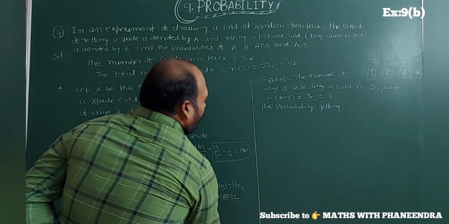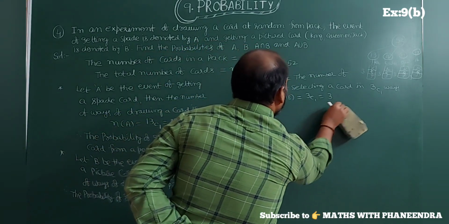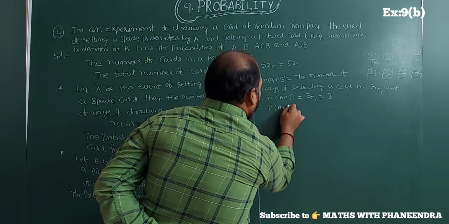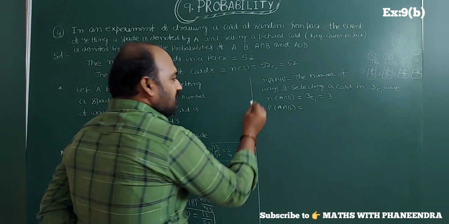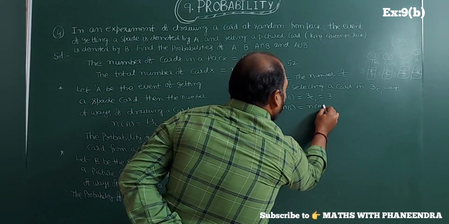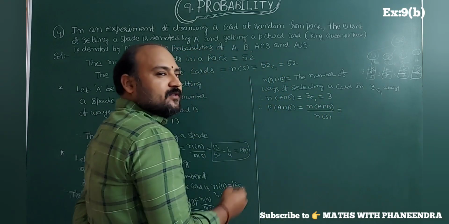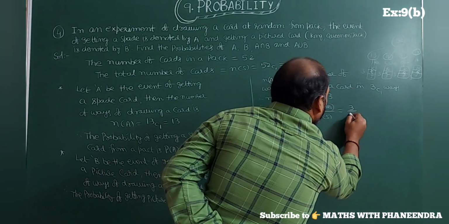Otherwise, directly you can write, no need to write the probability of getting. So P of A intersection B is equal to n of A intersection B divided by n of S. N of A intersection B is 3, divided by n of S, 52.